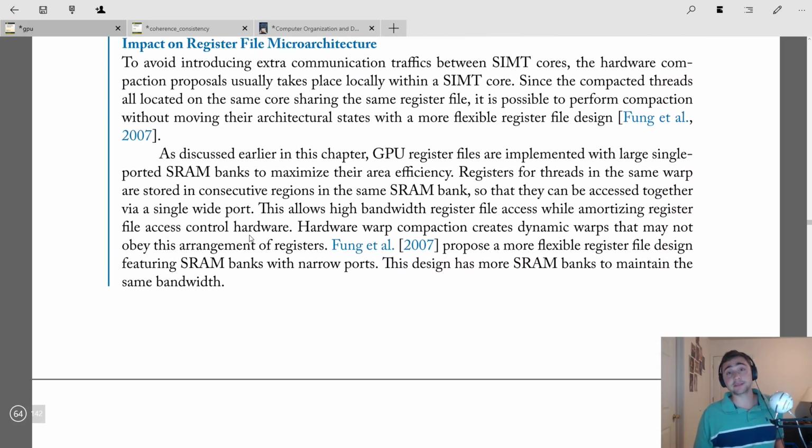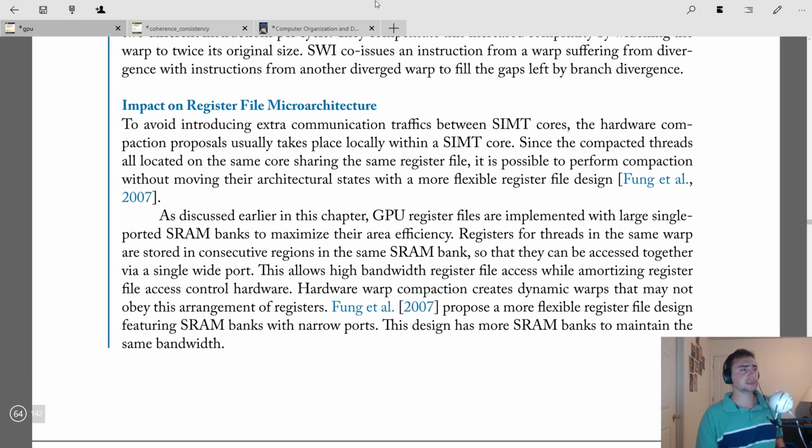So the next thing we should be considering with all of this is not only how does it affect overall execution, but how does it affect things like the register file itself, right? So to avoid introducing extra communication traffic between SIMD cores, the hardware compaction proposals usually take place locally on the SIMD core. So generally, we don't have a lot of inter-SM communication.